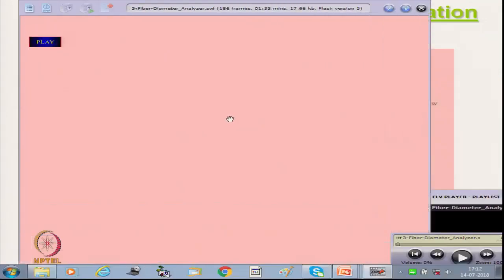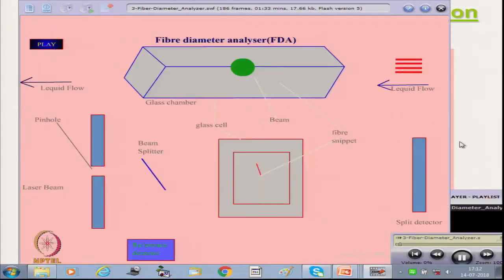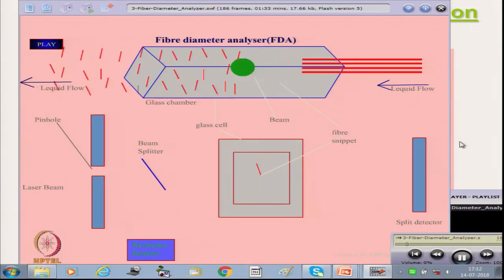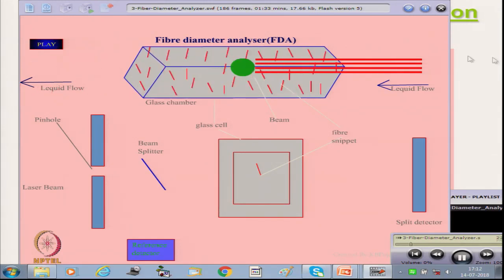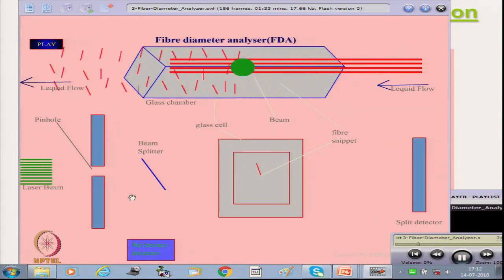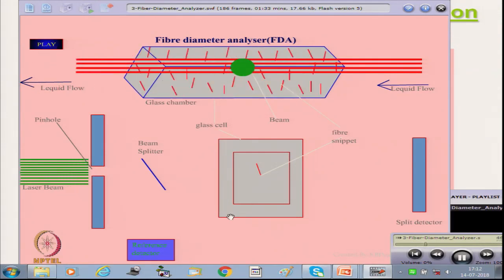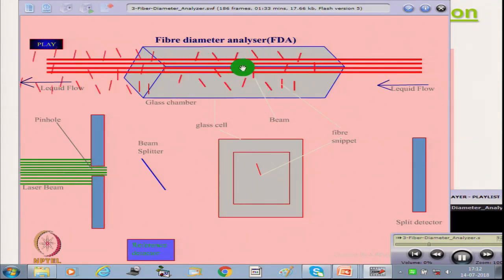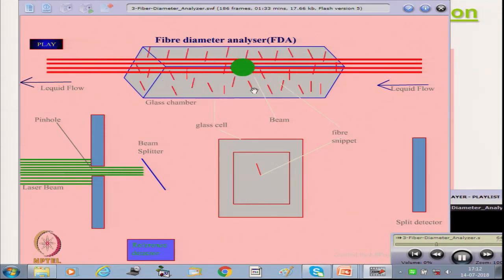Now, you can see here these are the fibers with the slurry, it is moving. Now, the light beam is passing through. The same light, the beam splitter splits it into two parts, and here a fiber snippet is coming.